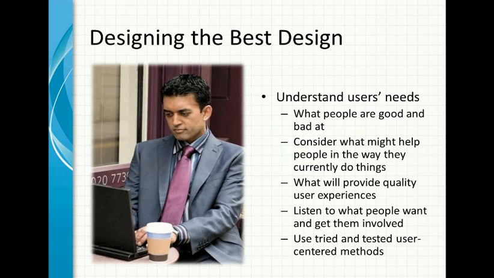What are people good and bad at? That's something to think about. Consider what might help people in the way they currently do things. Maybe you're developing a piece of software that helps a specific industry within their job on a day-to-day basis. You have to consider what's going to help them, what isn't. What will provide quality user experiences for these types of users?